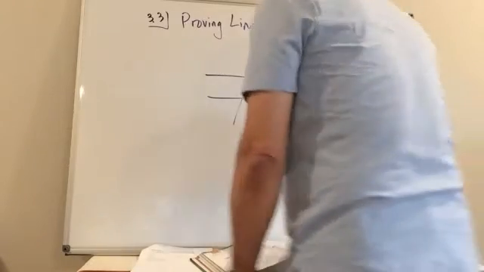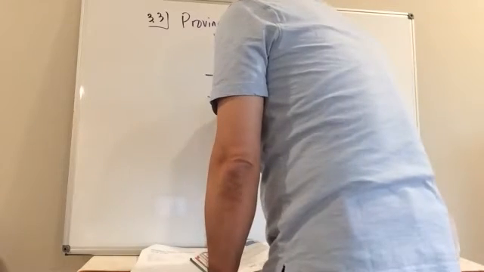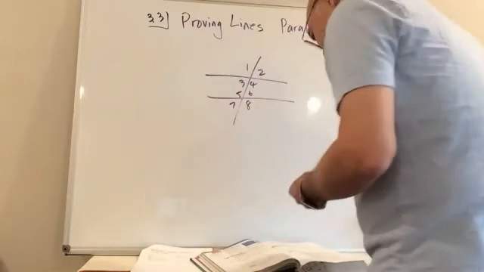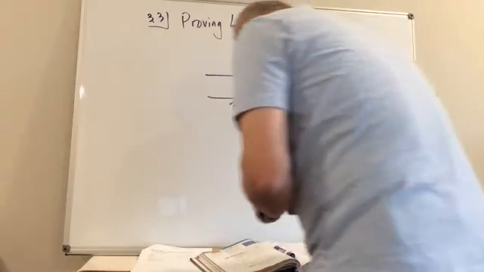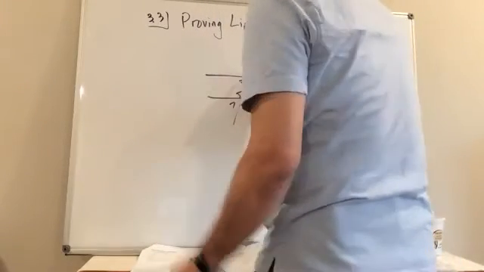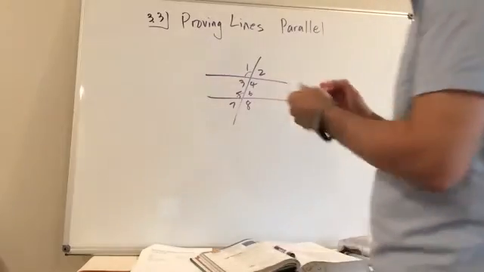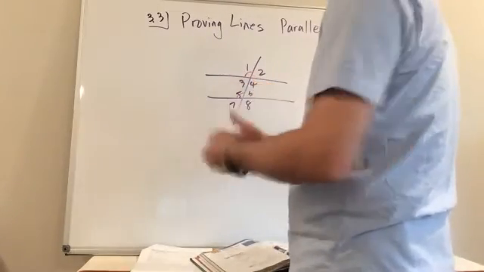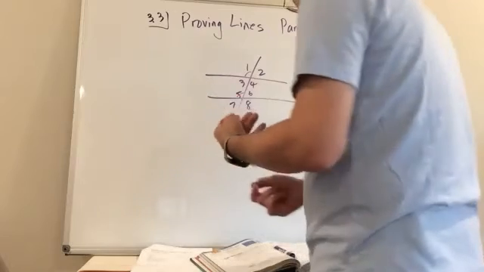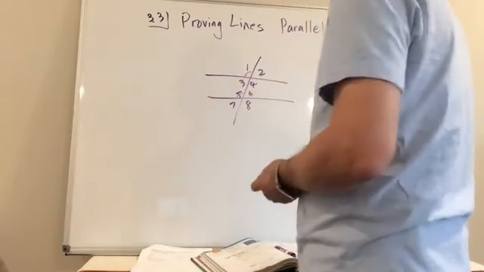So they're telling us that I have two lines and I cut them with a transversal, and I have angles 1, 2, 3, 4, 5, 6, 7, 8. If I cut those two lines with a transversal and 1 and 5 are congruent, then by the converse of the corresponding angle postulate, I know that these two lines have to be parallel, right?